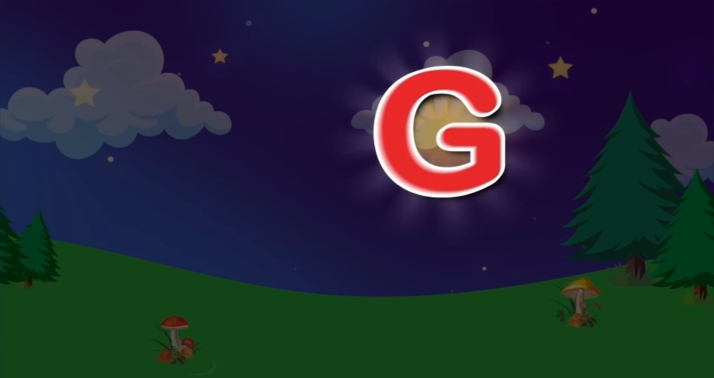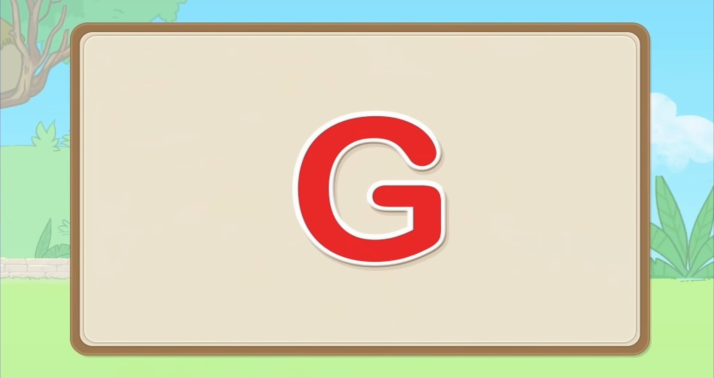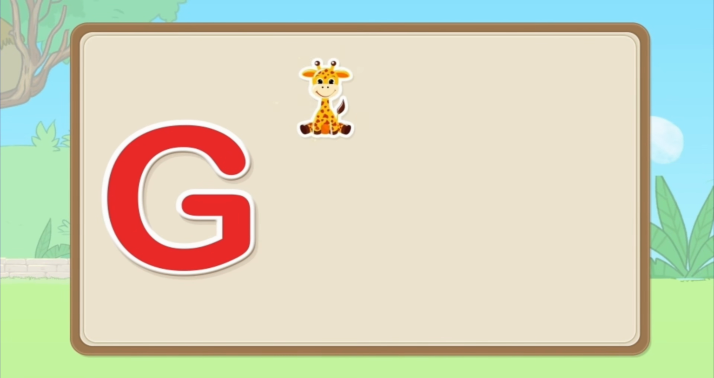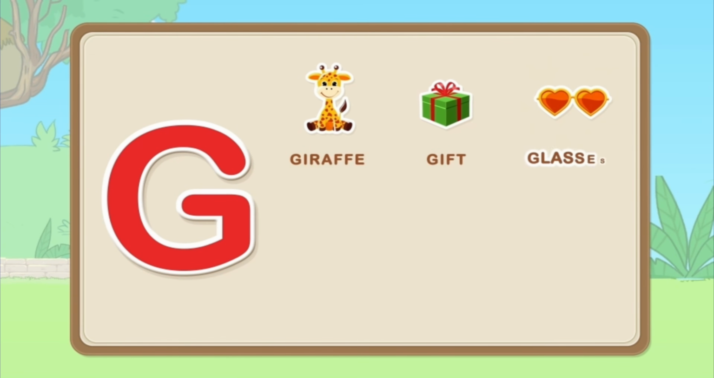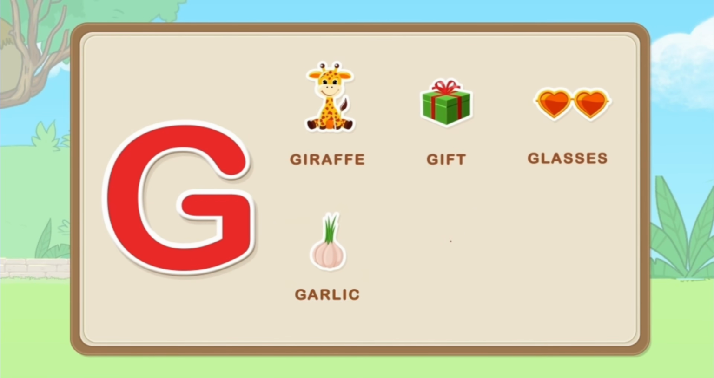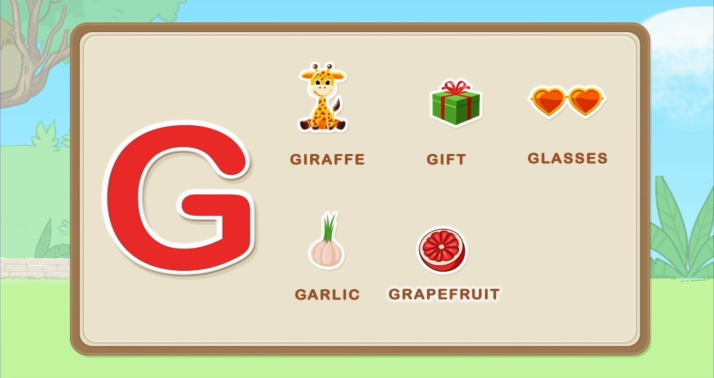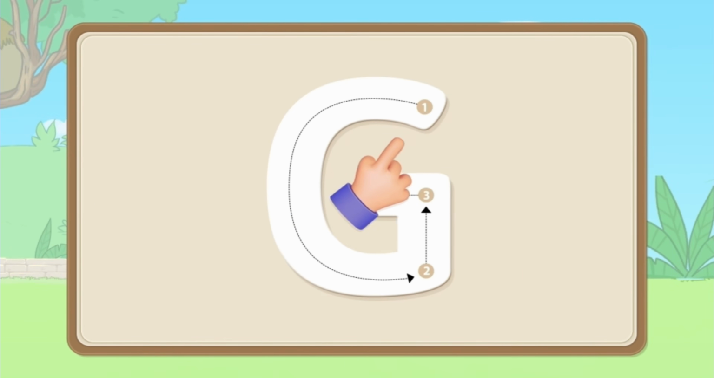Perfect. G. G is for giraffe, gift, glasses, garlic, grapefruit, gardener. Now, let's learn how to trace the letter.